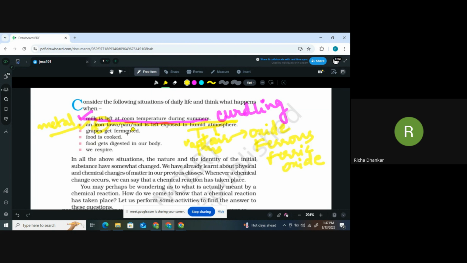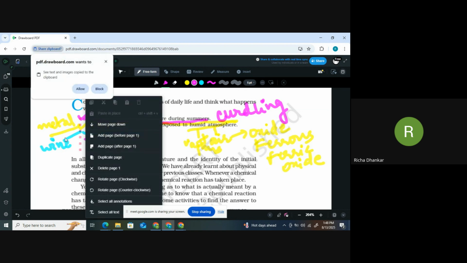The third one is grapes getting fermented. You must have heard about wine formation. Wine is formed when we keep grapes in fermented form for a very long period of time. Grapes get fermented because a chemical reaction takes place. Next, food is cooked.